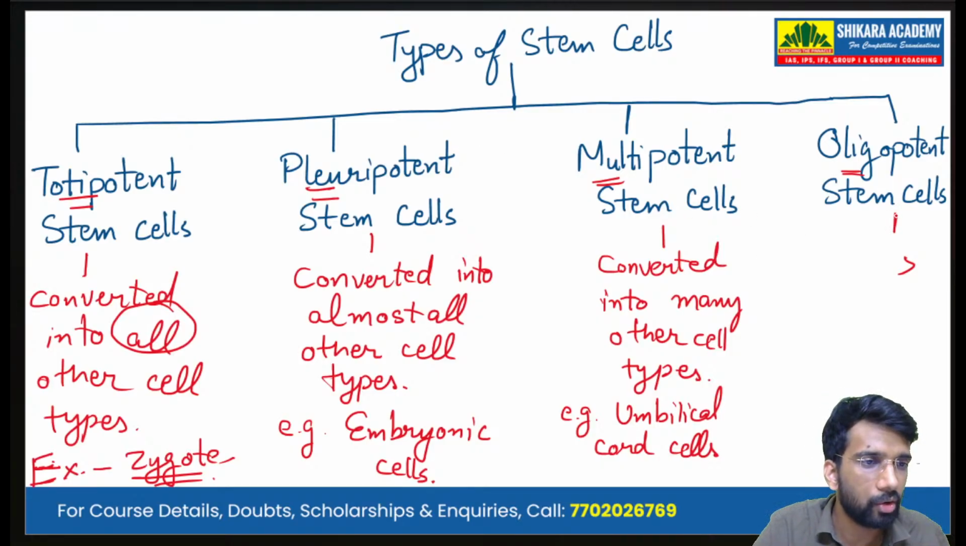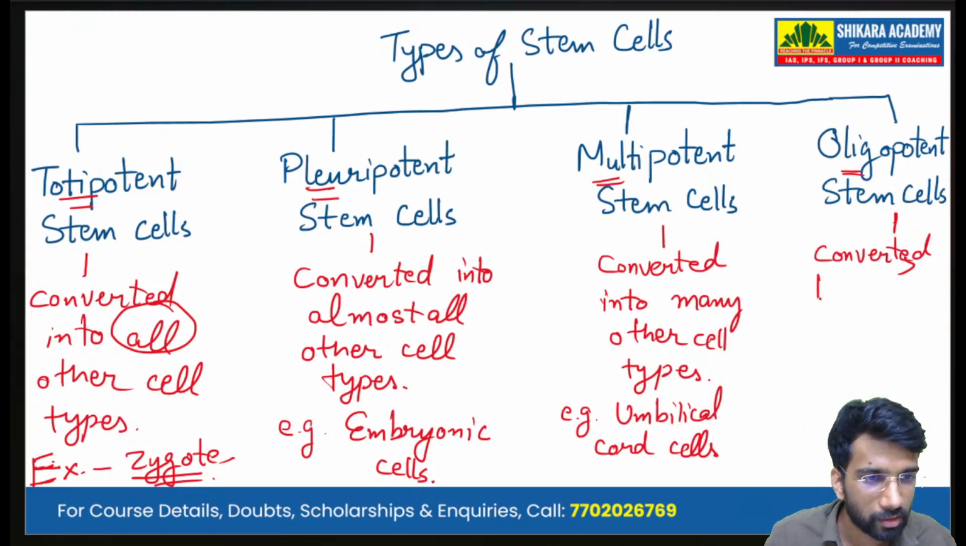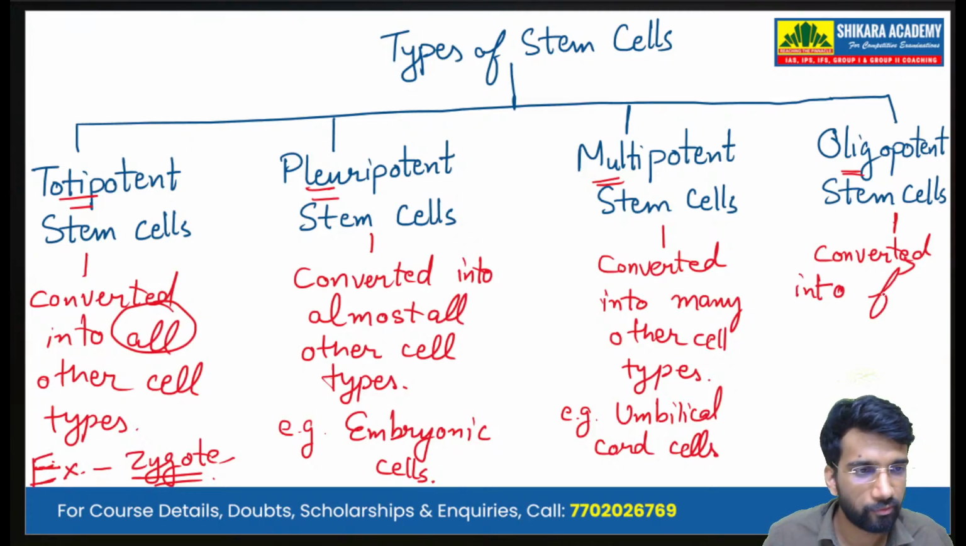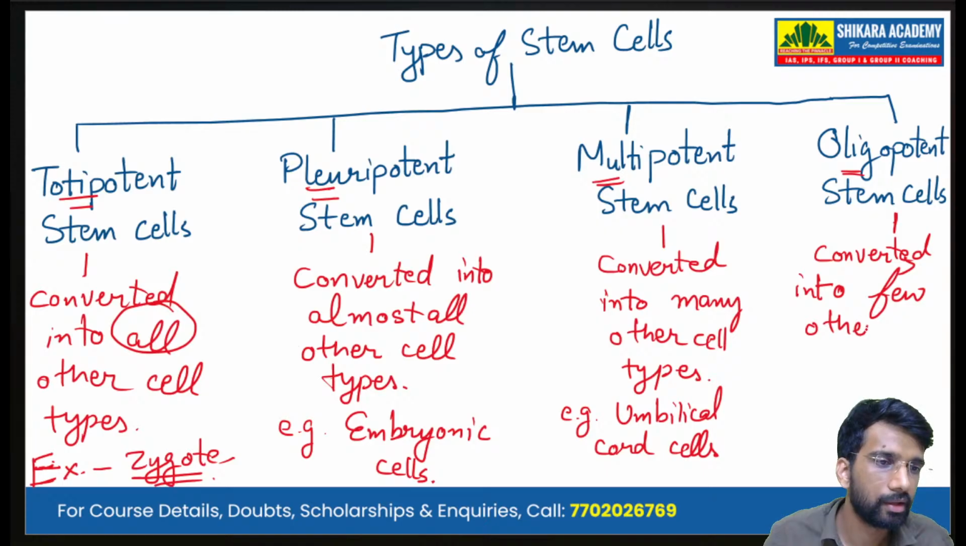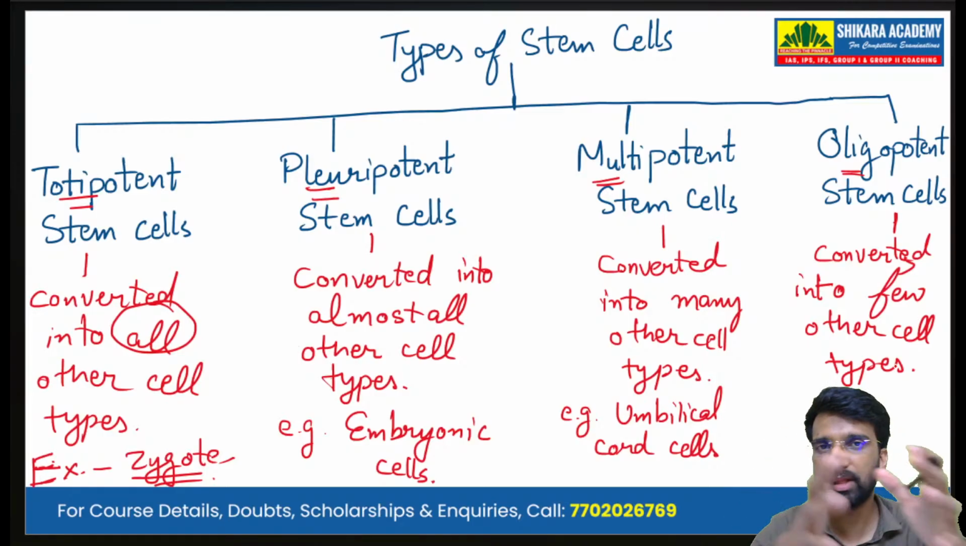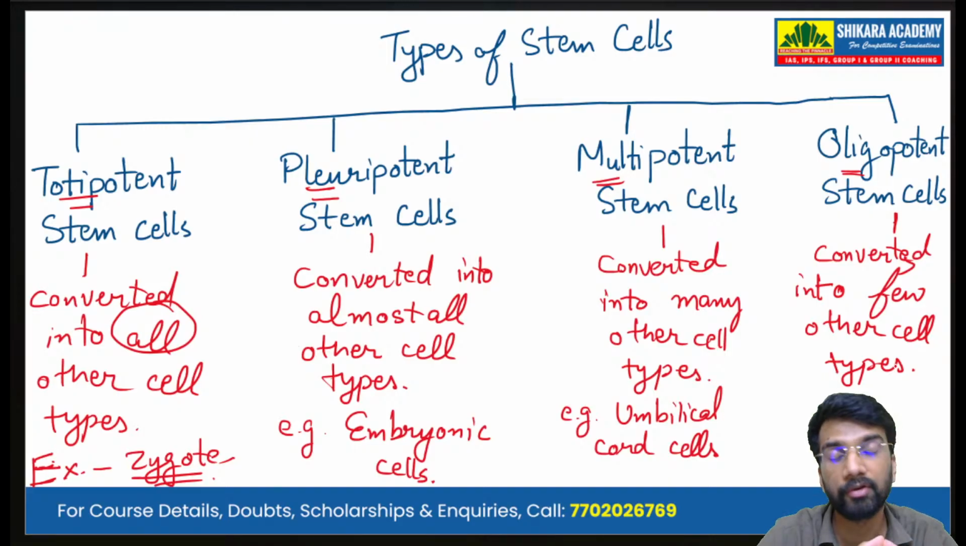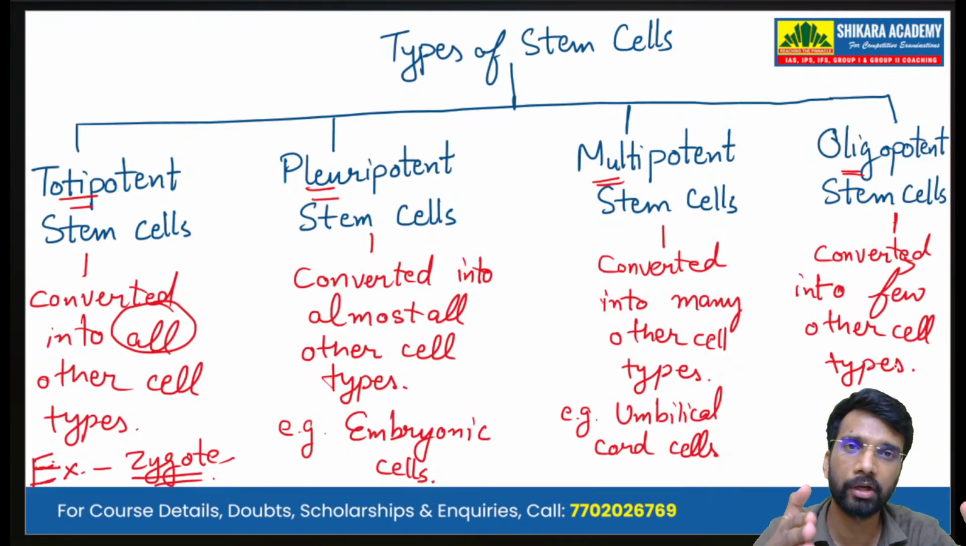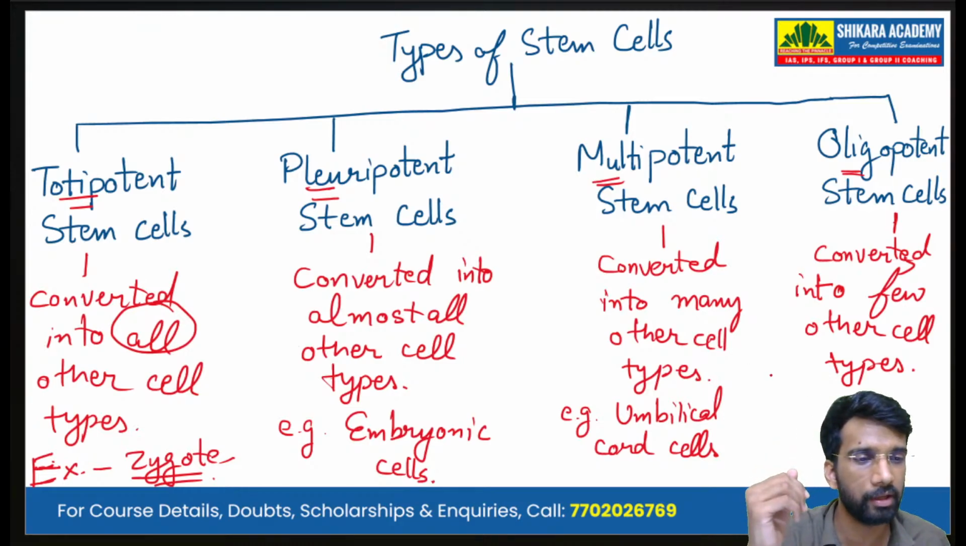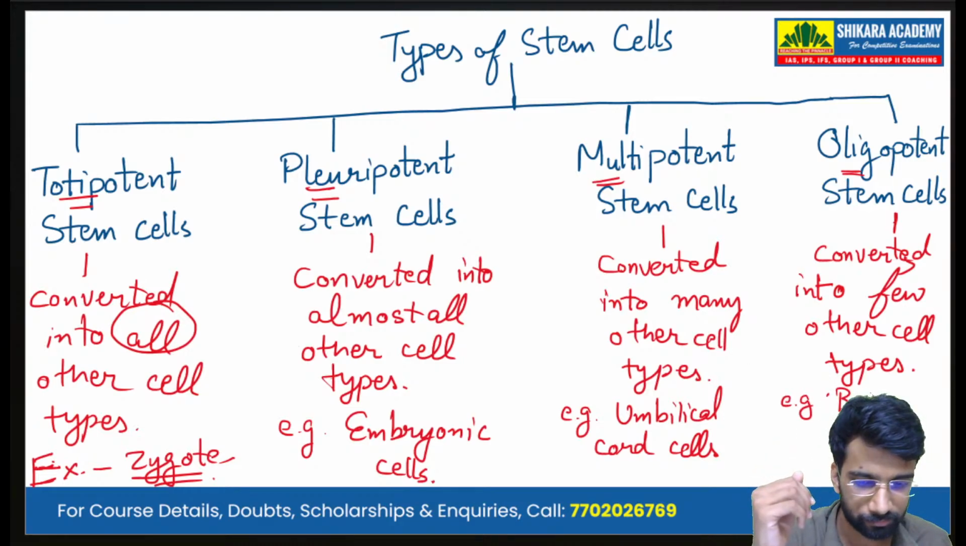Then we have lastly the oligopotent stem cells. They can be converted into few other cell types. So we see that the potency or the potential to give different types of cells is decreasing from totipotent, pluripotent are lesser potent, multipotent are even lesser potent, and the oligopotent can only be converted into a few other cell types. Example here being the bone marrow cells.